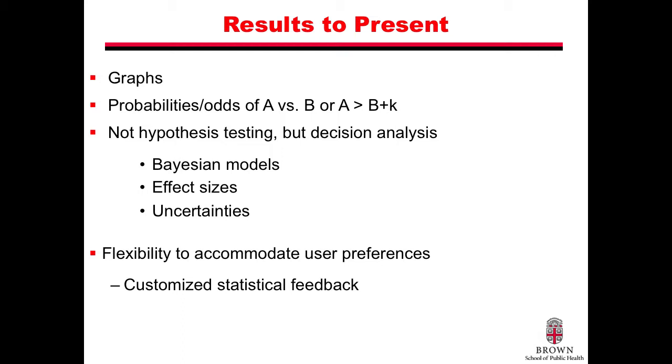So what kind of results are we presenting here? Well, as I said, you could do this all visually, so graphs are very useful. We'll oftentimes report probabilities or odds of comparing the two treatments. Again, it's not really hypothesis testing, it's more a decision-making strategy. And so we would give somebody the effect size, the uncertainty with that effect size, and some sort of probability connected to it. And we try to customize that in a way that people understand. This is one of the things that's sort of a research question right now: what is the best way for people to understand this kind of information?